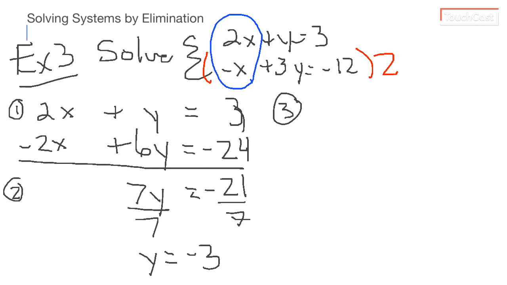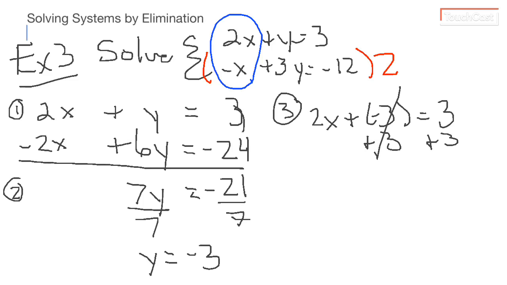I'm going to take that negative 3 and plug it into one of my original equations. I'm going to use the first one to figure out my second variable. So I'm going to go 2x plus negative 3 is equal to 3. We're going to solve this for x. I want to get that negative 3 to the right side of my equation, so I'm going to add 3 to both sides. That will eliminate that negative 3.